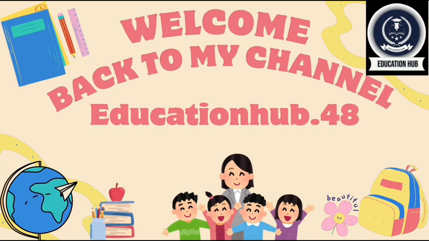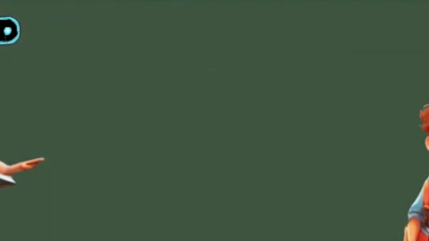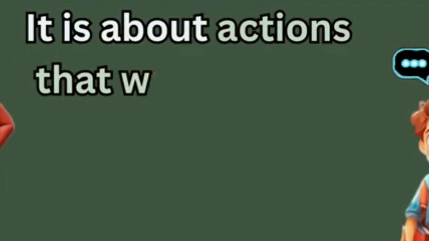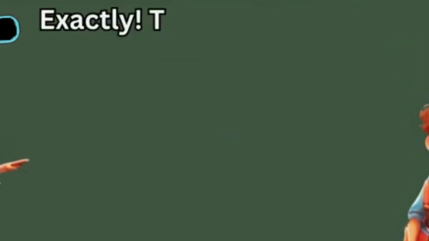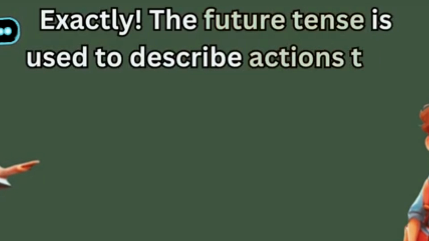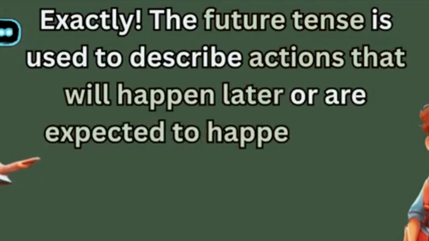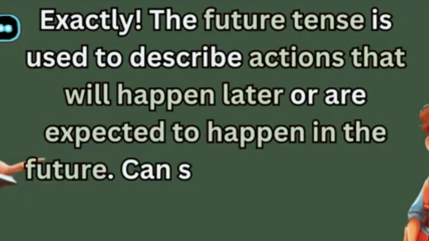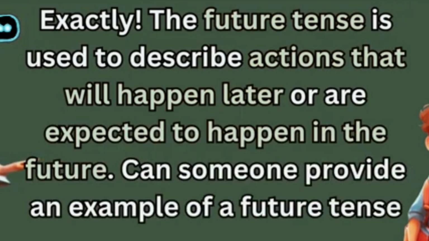Point 48. It is about actions that will happen later. Exactly. The future tense is used to describe actions that will happen later or are expected to happen in the future. Can someone provide an example of a future tense sentence?